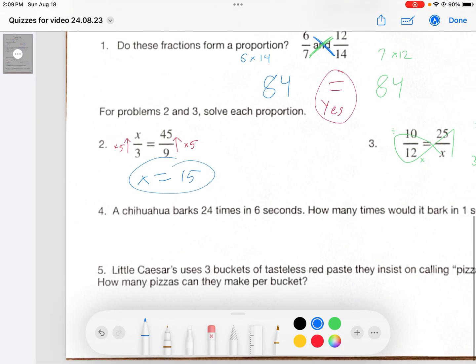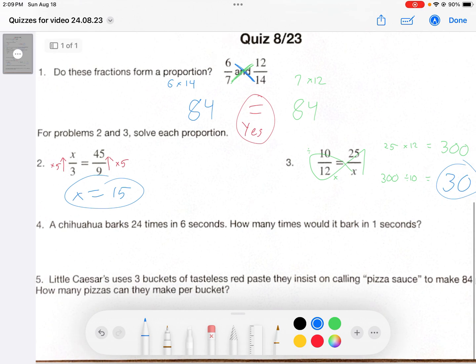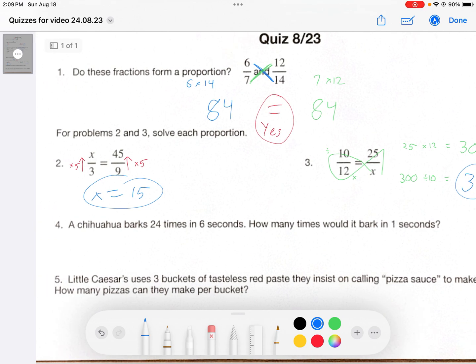Number 4, a chihuahua barks 24 times in 6 seconds. How many times would it bark in 1 second? I realize I forgot to correct the plural of that. It should just be 1 second. So that's my bad. But if we set this up, we have all of our numbers here that we need.